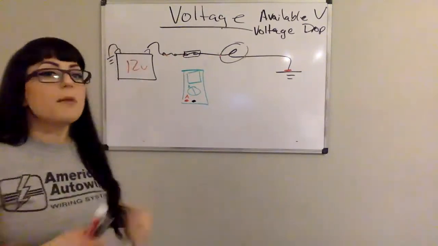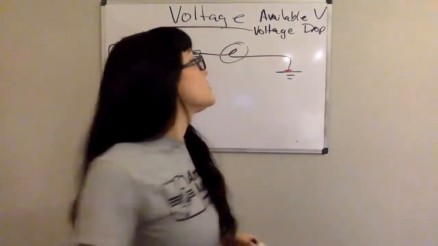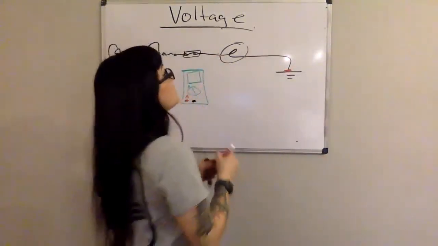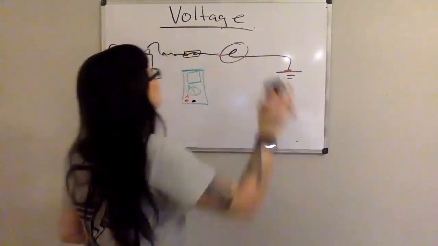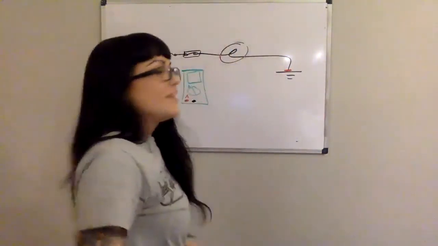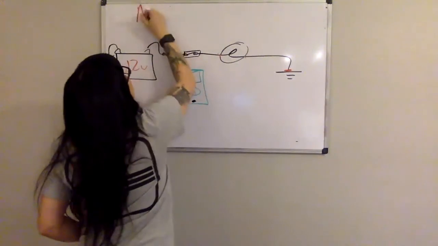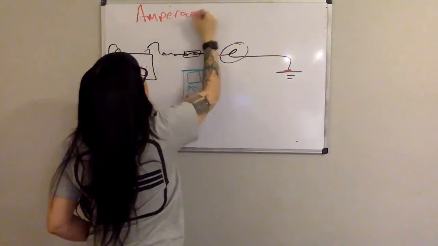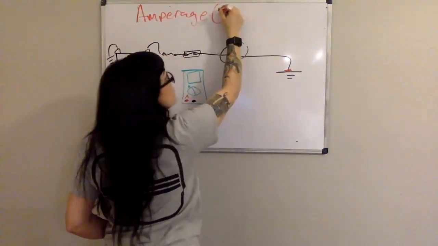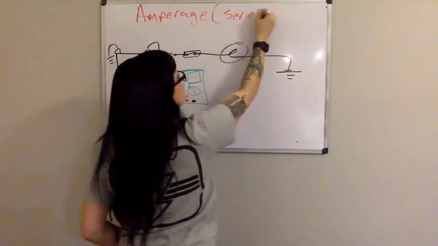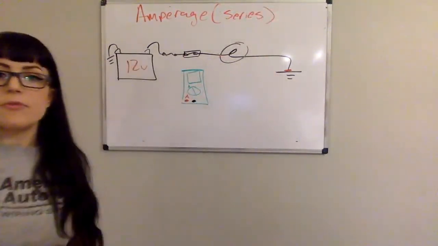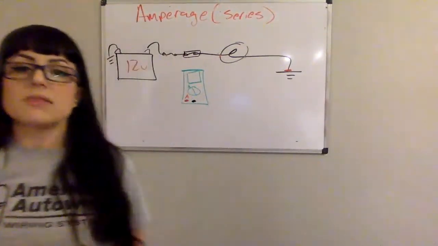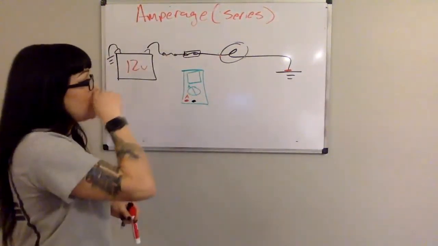So you need to hook up ammeters. Let me get rid of this because this is confusing here. Ammeters always need to be hooked up... This is actually extra confusing because I left this here. Amperage meter always needs to be hooked up in series. And we know from before that series means that we're forcing electricity to go through one path. And that's what we're going to have to do if we want to measure amperage.